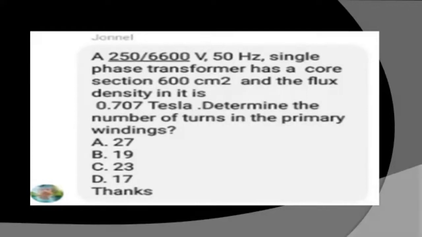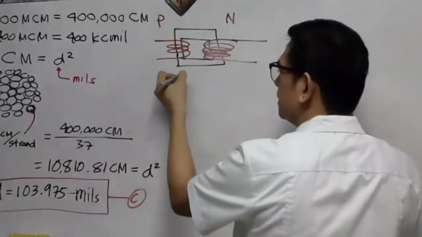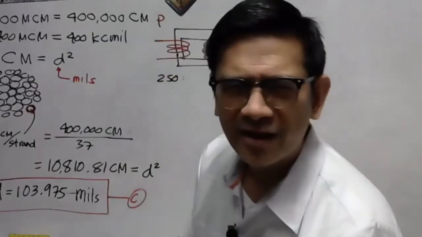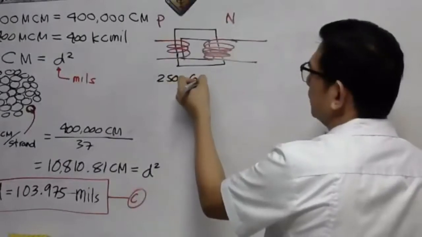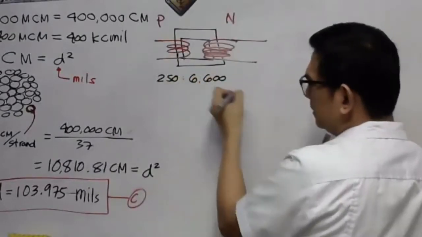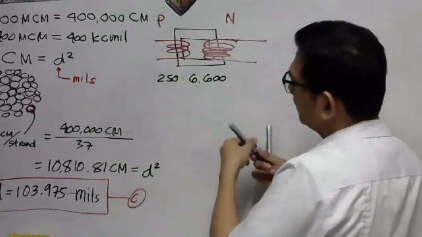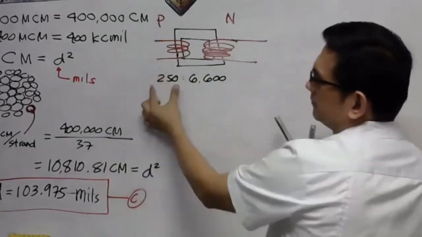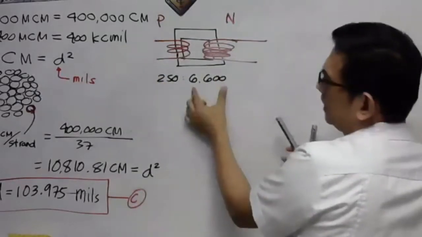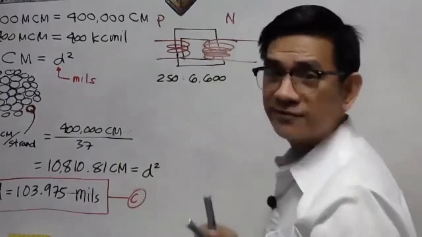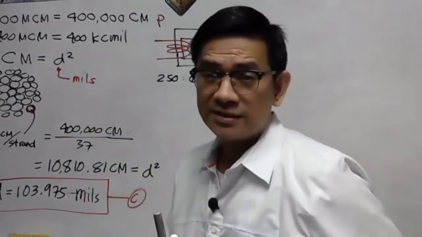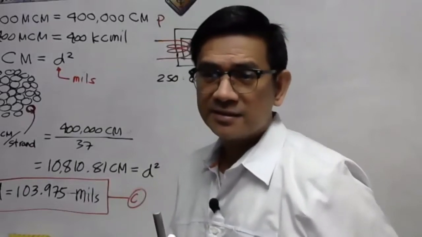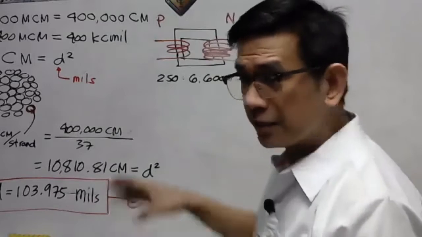250. That is the primary. 250 is to how much? 6,600 volts. Meaning, the 250 here is the primary side of the transformer. And the 6,600 is the secondary side of the transformer. So we have the frequency 50 hertz. We have single phase. You're given the cross-sectional area of this core.